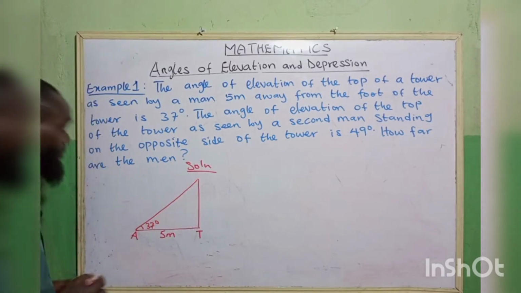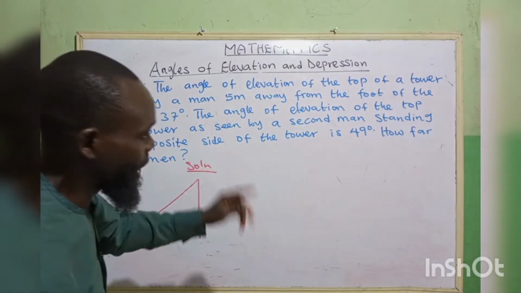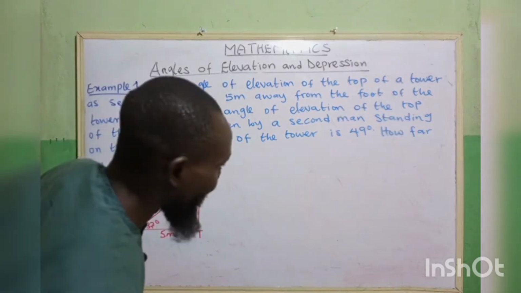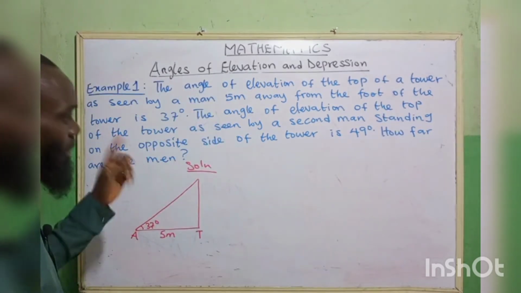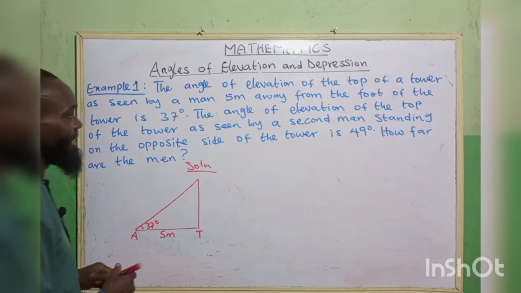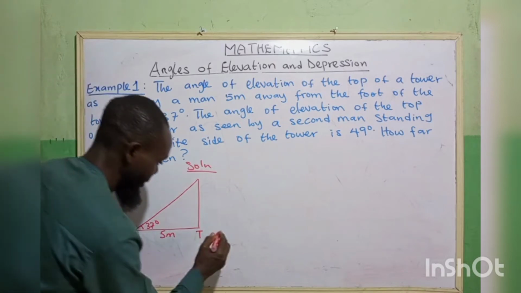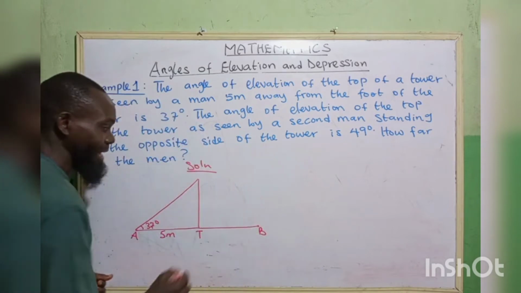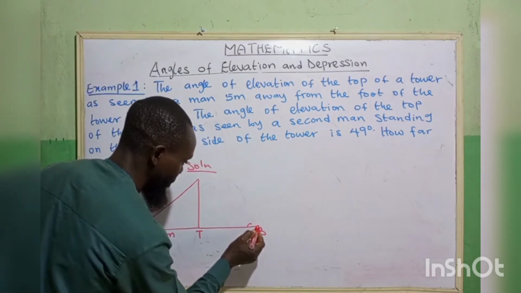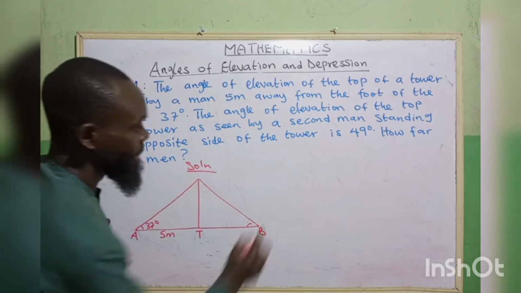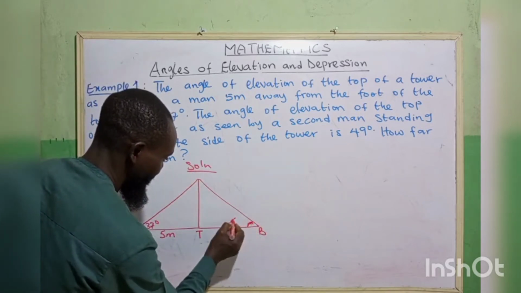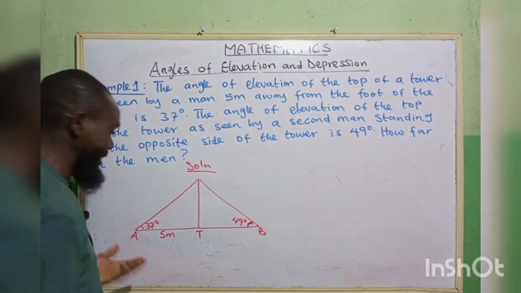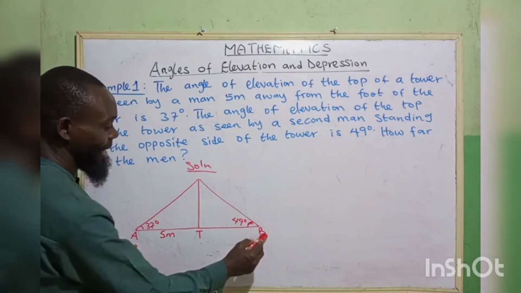37 degrees. Okay? The angle of elevation of the top of the tower as seen by a second man standing on the opposite side of the tower. Another man is standing somewhere here. Let's call the man B. And the angle of elevation of this man here to view the top of the tower is 49 degrees. Now, how far are the men? So, we want the distance between this man A and this man B.